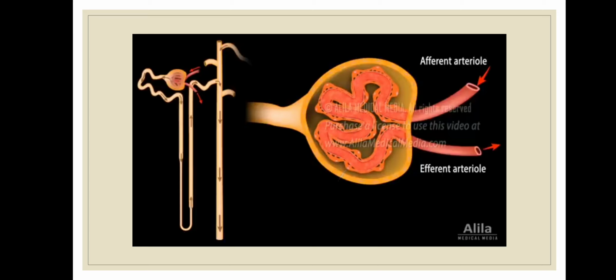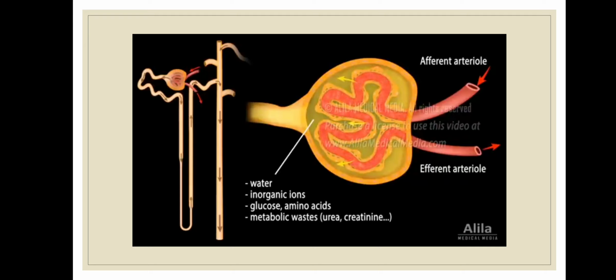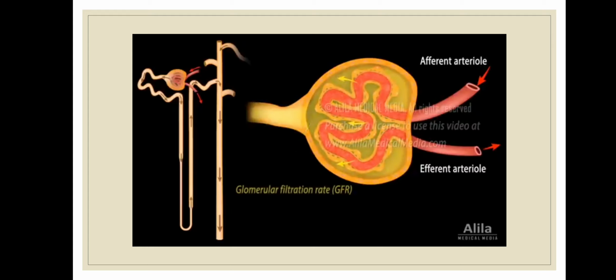Hydrostatic and osmotic pressures drive water and solutes from blood plasma through a filtration membrane into the capsular space of the nephron. The filtration membrane acts like a sieve, allowing only small molecules to pass through. These include water, inorganic ions, glucose, amino acids, and various metabolic wastes such as urea and creatinine, and make up the glomerular filtrate. The amount of filtrate produced per minute is called the glomerular filtration rate, GFR.